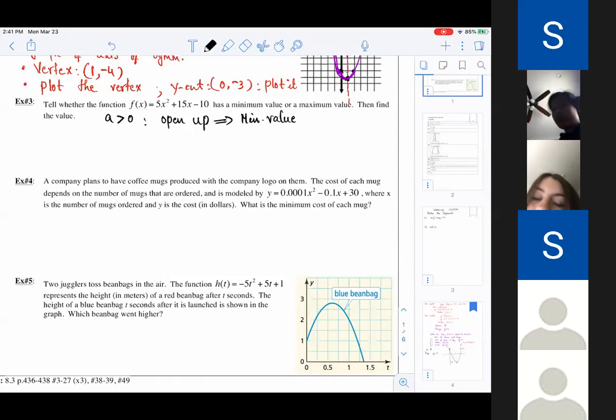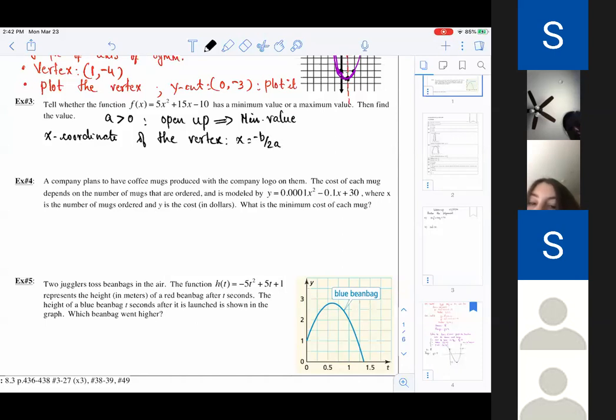Now, how do you find the minimum value? It's the y-coordinate of the vertex. In other words, you have to find the vertex first. To find the vertex, first we are going to find the x-coordinate. The x-coordinate of the vertex is x equals negative b divided by 2a. Don't forget the formula. Negative b is negative 15 divided by 2 times 5. Negative 15 divided by 10, which is negative 3 over 2, or negative 1.5.